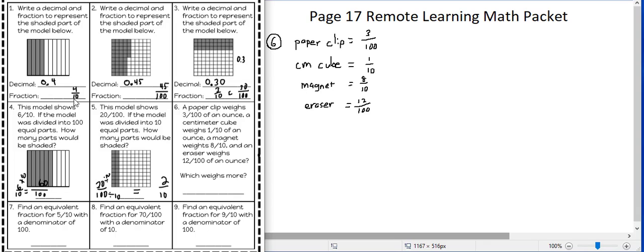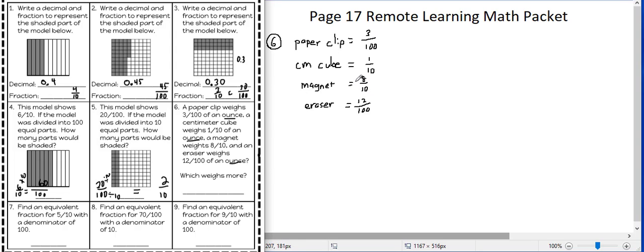All right, and the same thing over here, but slightly different. Number 6, a paper clip weighs 3 hundredths of an ounce. A centimeter cube weighs 1/10 of an ounce. A magnet weighs 8 tenths of an ounce. And an eraser weighs 12 hundredths of an ounce. Which weighs more? Now, one thing that's important to notice, all of these are talking about a fraction of an ounce. Since the unit is the same, we just need to compare fractions.